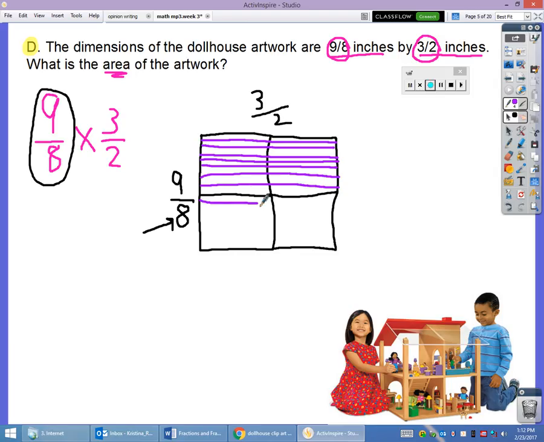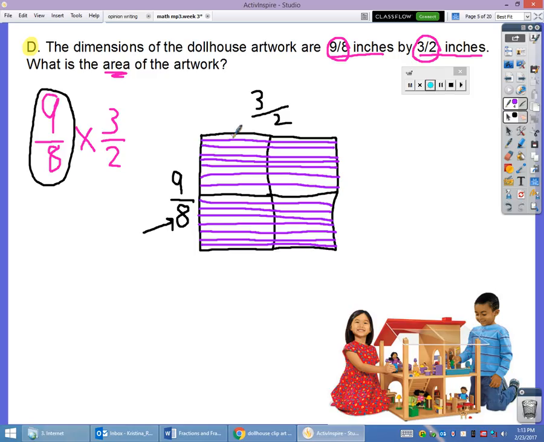Let's do it again. 1, 2, 3, 4, 5, 6, 7. We're kind of squishing it in there. But we need to partition each of our holes into 8ths. So this one's into 8ths, this is 8ths, this is 8ths, and this is 8ths.